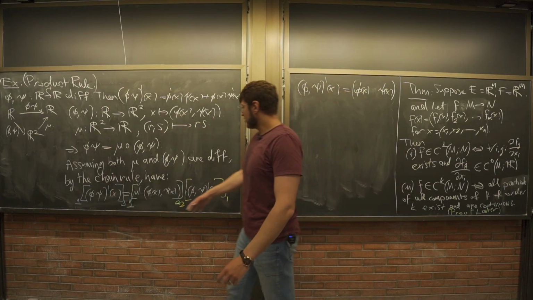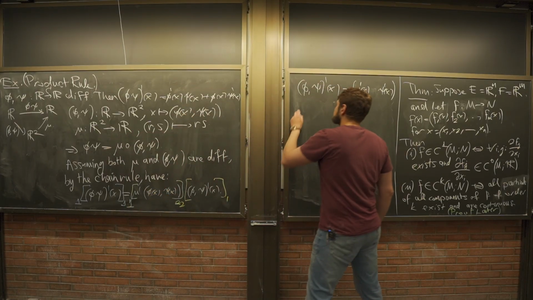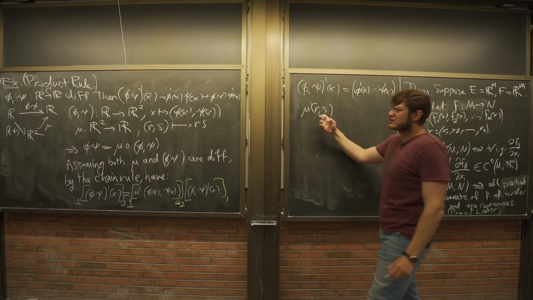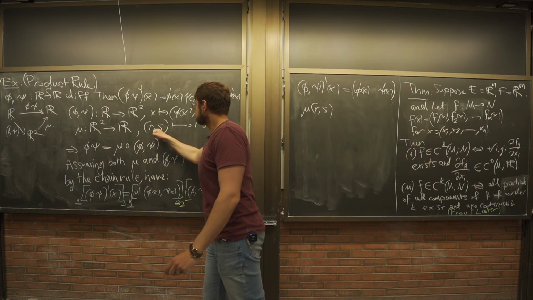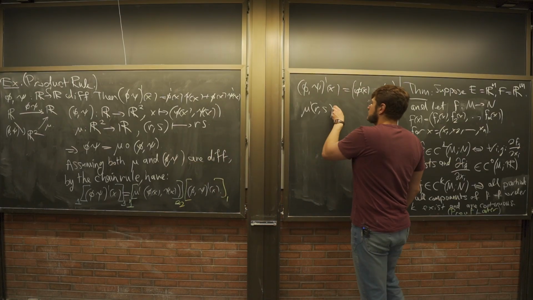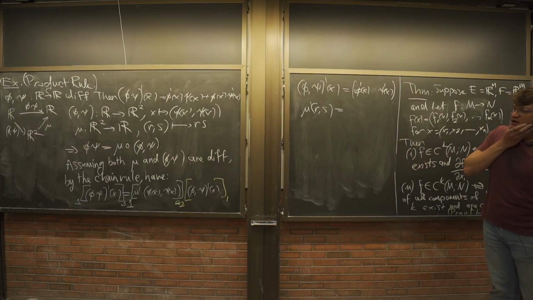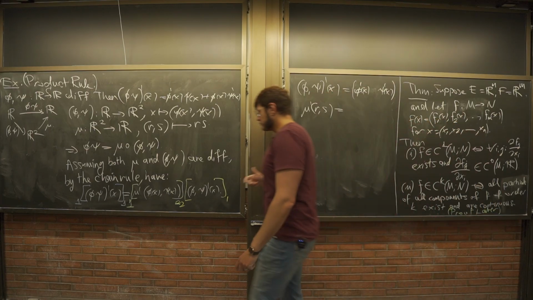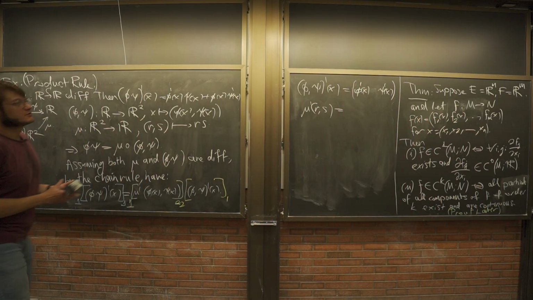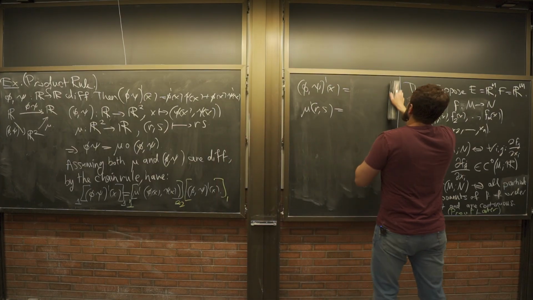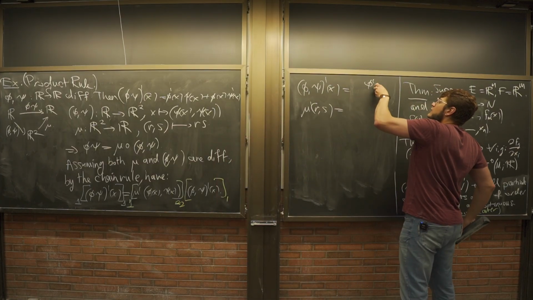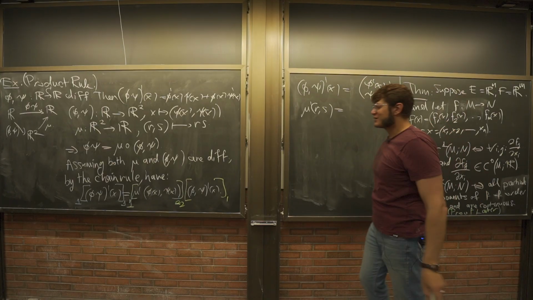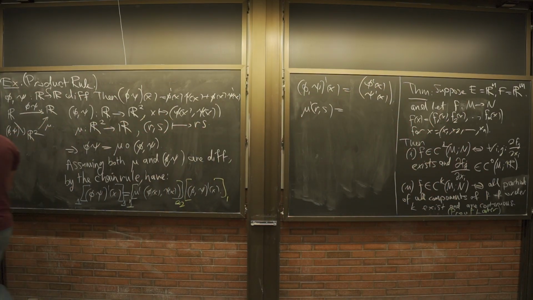And then what is the derivative of mu at a typical point, (r, s)? Now this is going to be a 1 by 2 matrix. So I guess I should have written it the other way around, actually. So it should look like this. Now this is 2 by 1. Mu prime is going to be 1 by 2.